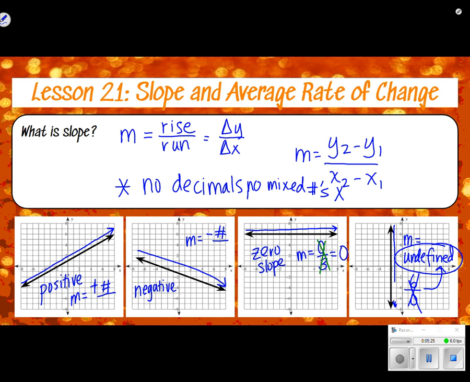I'm looking for improper fractions. I'm looking for simplified fractions. So always, always simplify.